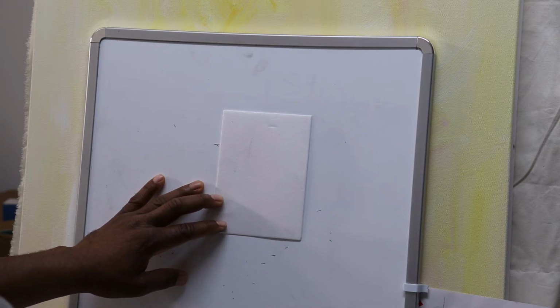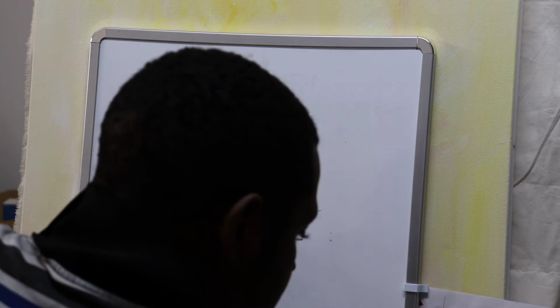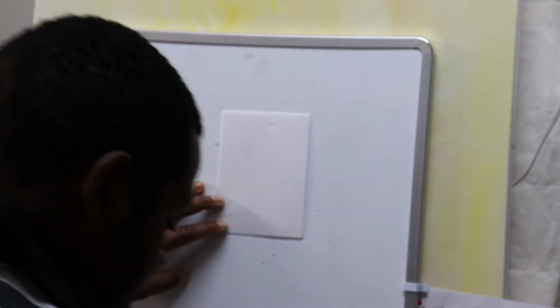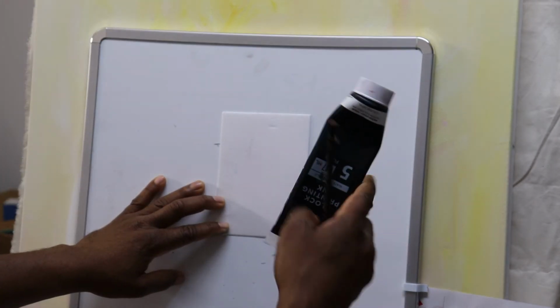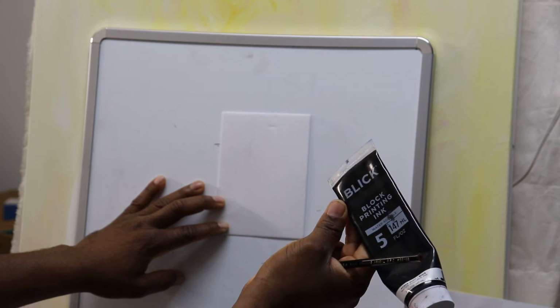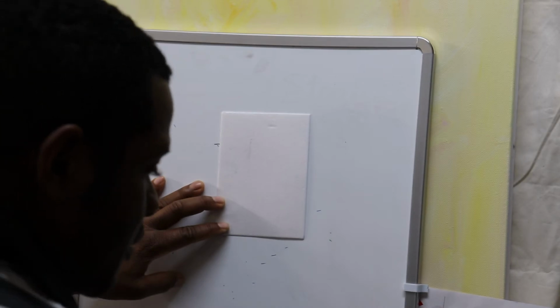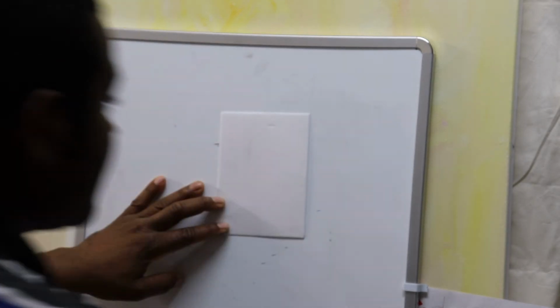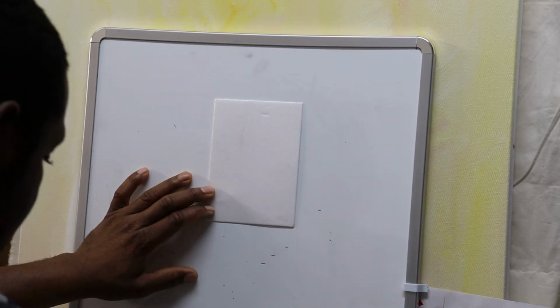So you need to have your scratch foam board. You also need to have your printing ink. So here we have our printing ink. Yes, block printing ink, right? And this brand is Blick. So here we go. And you have different colors. So this is our scratch foam board. Alright.